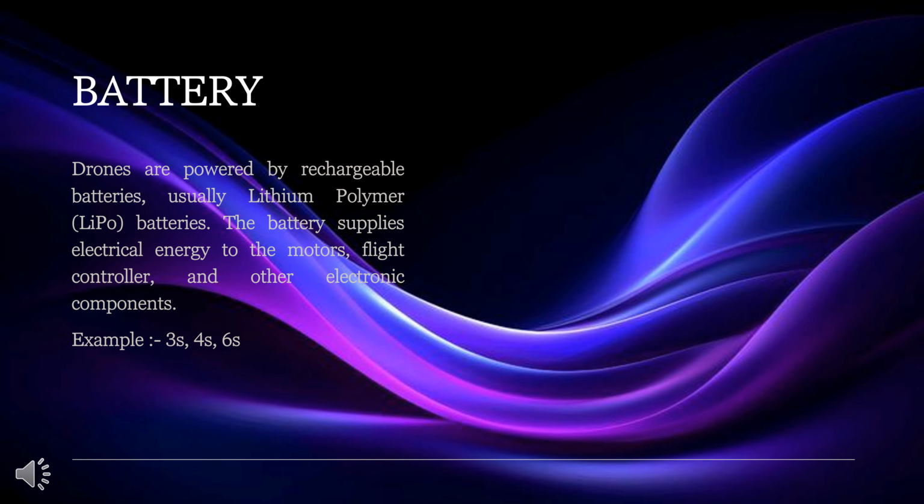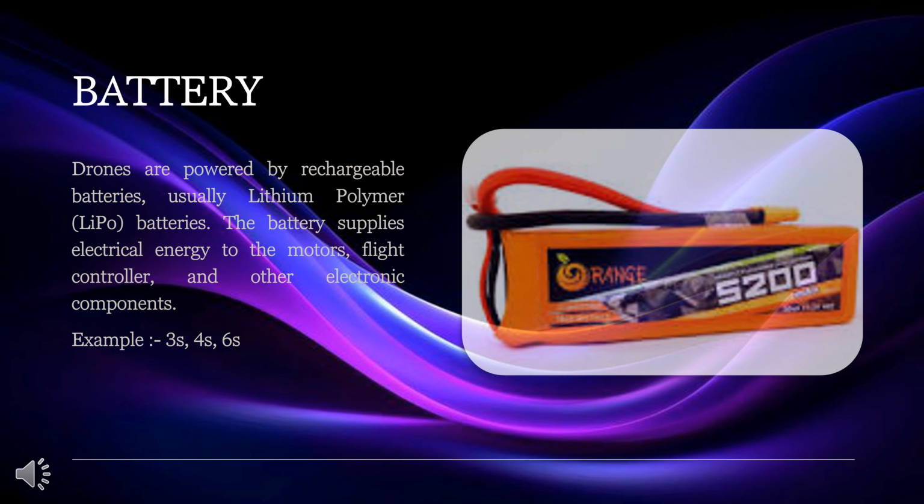Battery. Drones are powered by rechargeable batteries, usually lithium polymer, LiPo, batteries. The battery supplies electrical energy to the motors, flight controller, and other electronic components. Common configurations are 2S, 3S, 4S, 6S.